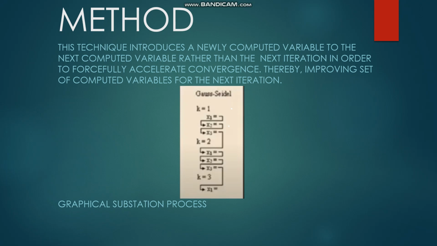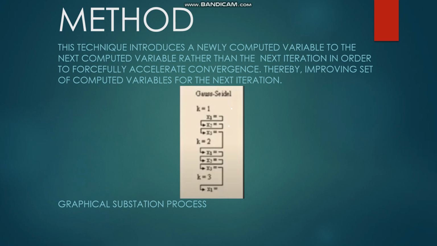So today I am presenting the Gauss-Seidel method using C++ programming. But first, let's have a quick discussion about the Gauss-Seidel method. The Gauss-Seidel method introduces a newly computed variable to the next computed variable rather than the next iteration in order to forcefully accelerate convergence, thereby improving the set of computed variables for the next iteration.